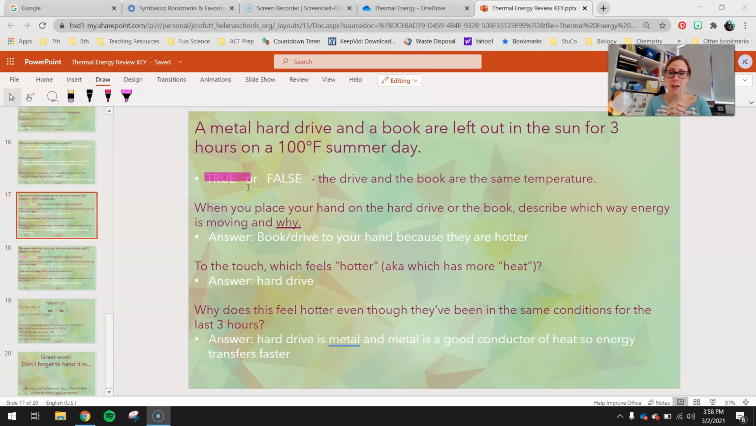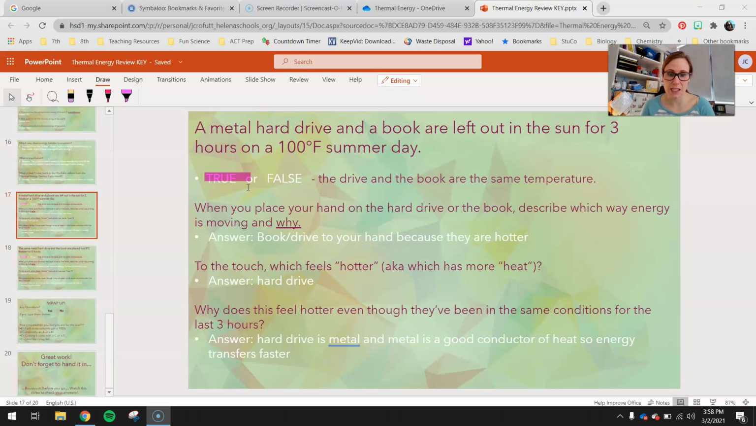All right, so when you place your hand on the hard drive or the book, describe which way the energy moves. Because our body temperature is lower than the 100-degree Fahrenheit, our hand is actually cooler than the book and the hard drive. So they should feel warm to us because energy is transferring from the book into our hand. Okay, to the touch, which feels hotter, the hard drive.